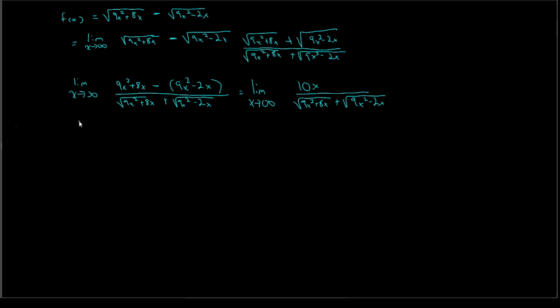Now what we notice is that the bottom really has the form of the highest power being x squared under a square root. So it's like having x downstairs. So we're going to multiply the top and the bottom by 1 over x. And so the top becomes 10.